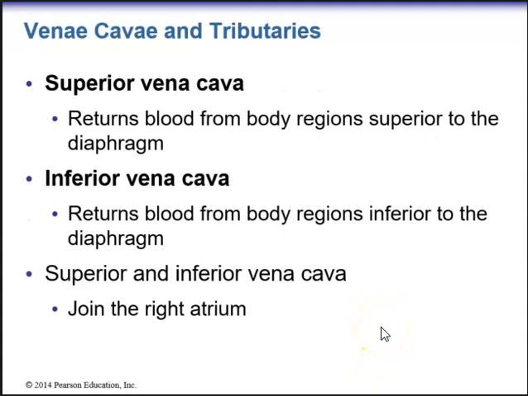So major veins, we have the superior vena cava that returns blood from body regions superior to the diaphragm. We have the inferior vena cava that returns blood from the body regions below or inferior to the diaphragm. And the superior and inferior vena cava will drain all their blood into that first chamber on the right side of the heart, which is the right atrium.